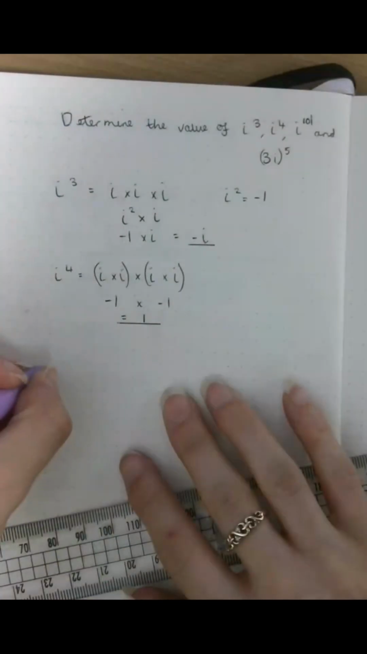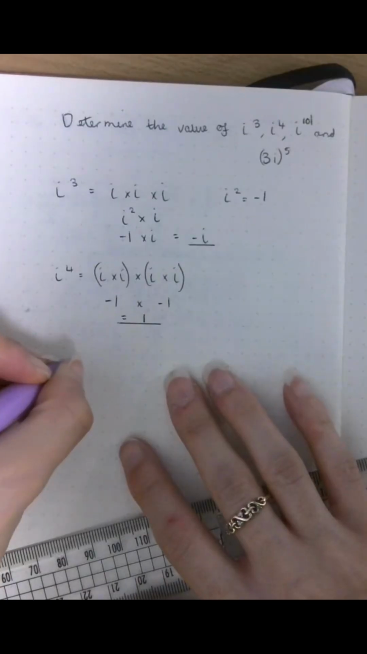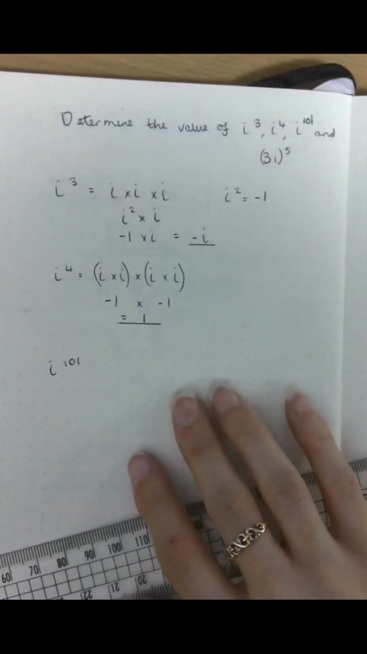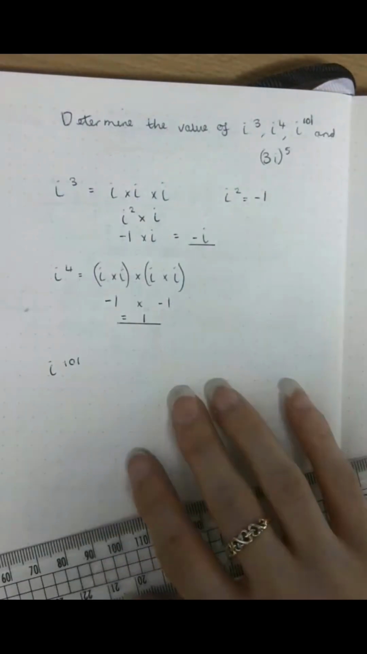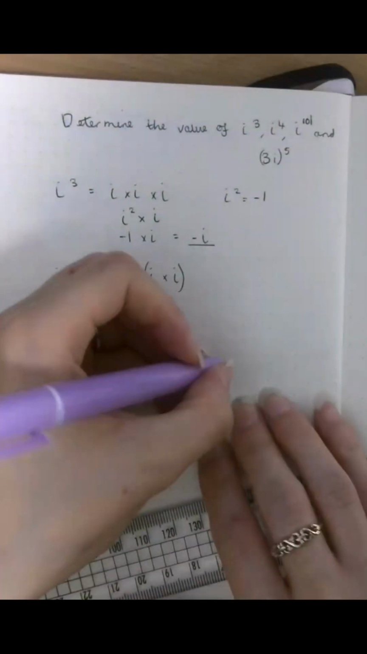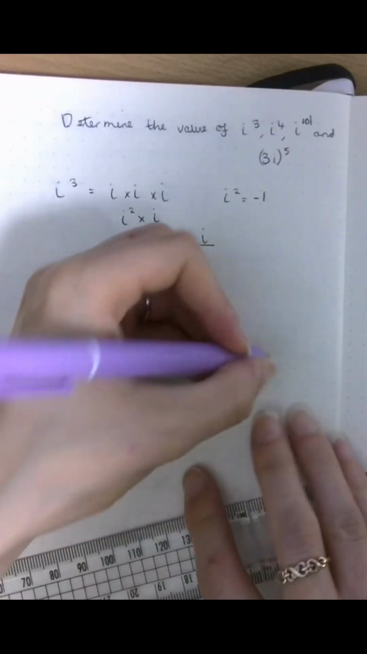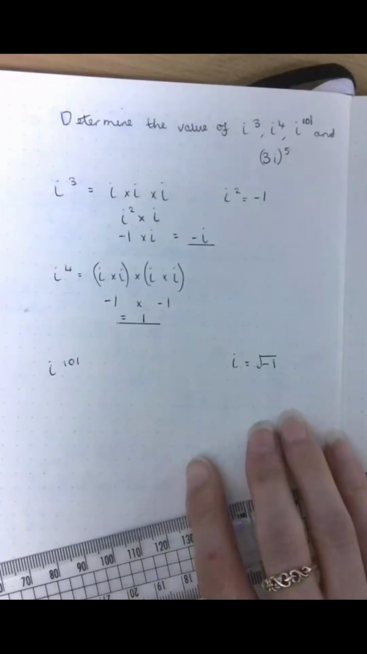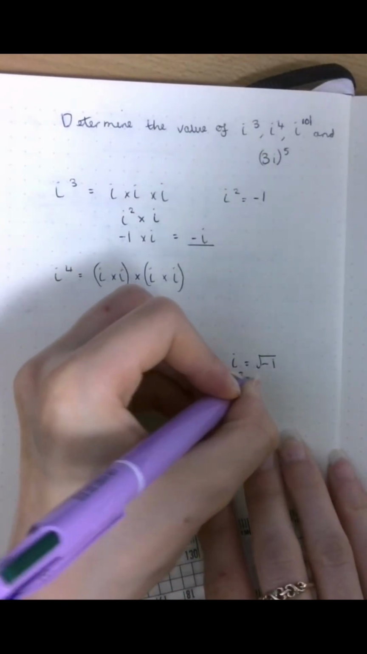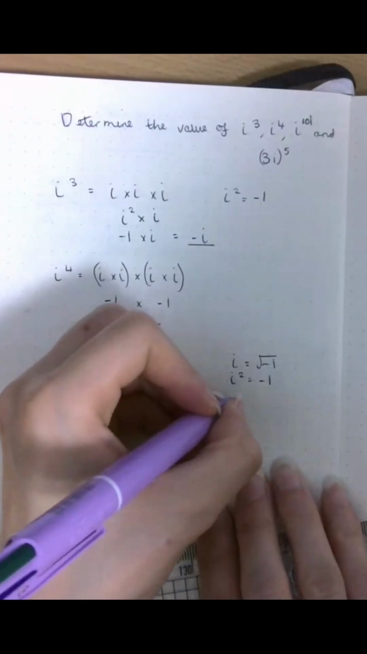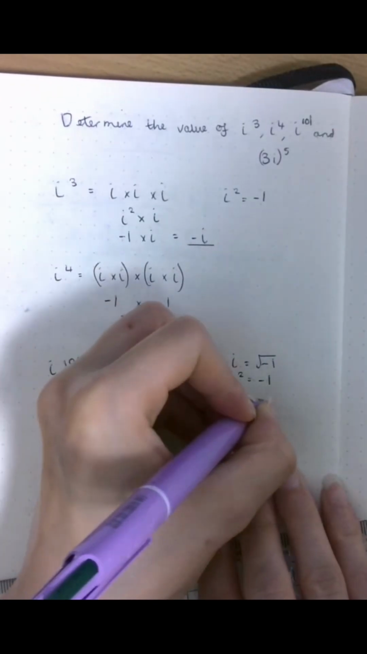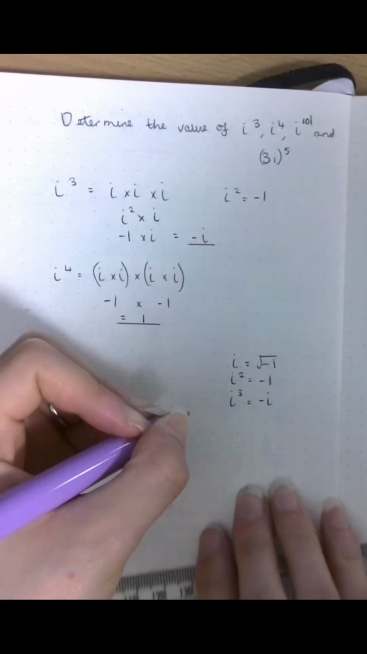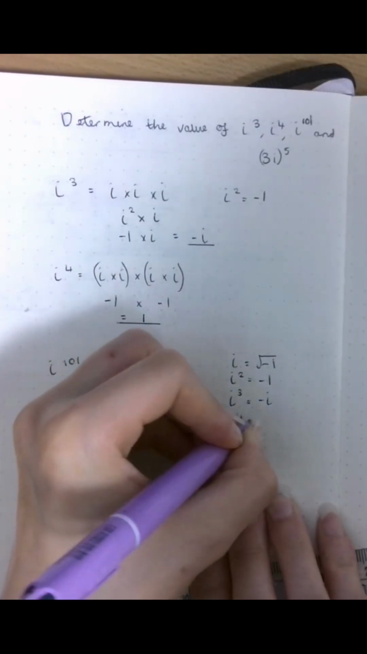Then let's have a look at this one. This one might confuse us a bit. i to the power of 101. Now, I'm sure you don't want to write i times i times i 101 times. So, let's think about how we could approach this. Let's explore what happens when we keep multiplying i by itself. So we know that i by itself is the square root of negative 1. i squared, we know, is just negative 1. i to the 3, we just worked out, is negative i. And then i to the 4 is 1.